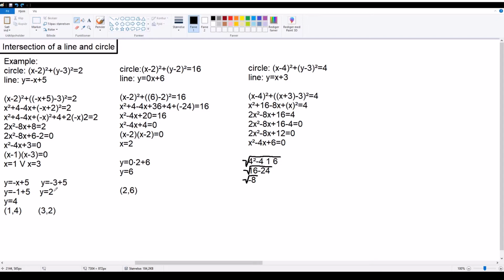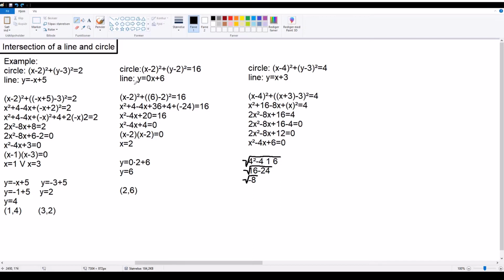Then you just do the same thing for the other intersection. So you put in 3 here as the x, so you get y equals -3 plus 5, meaning that y is equal to 2, meaning that the coordinates for the other intersection are (3, 2).